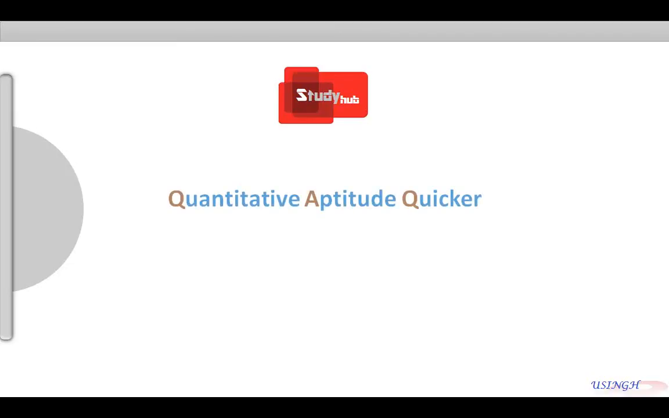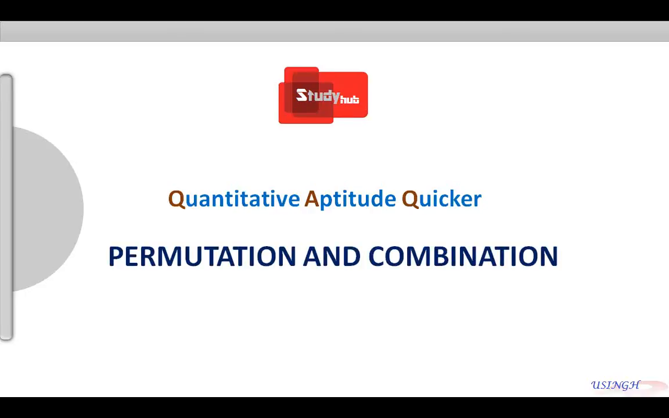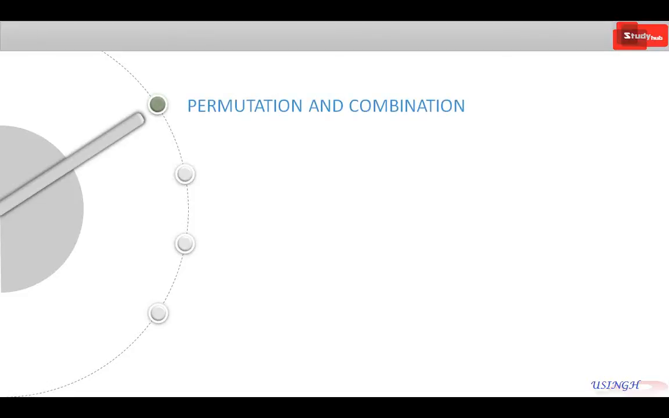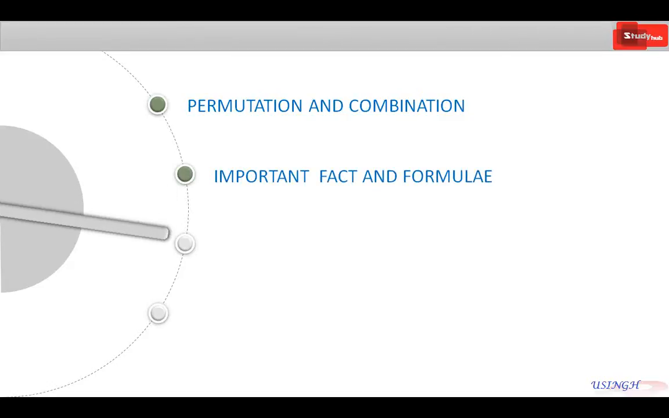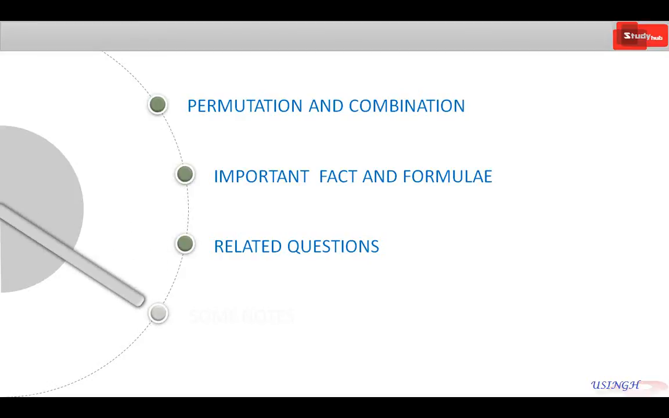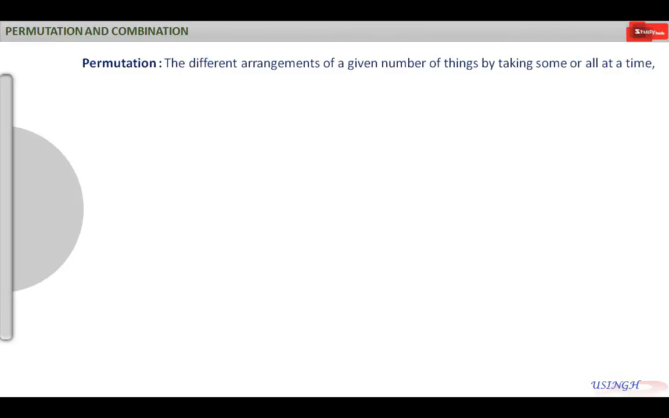We are here to cover some important topics that are helpful to crack the aptitude examination. So let's start from the basics. Our topic is permutation and combination. First of all, let's see what sections we are going to cover here. First we start with what is permutation and combination, then important facts and formulas, then some related questions and some important notes. First of all, let's start with what is permutation.